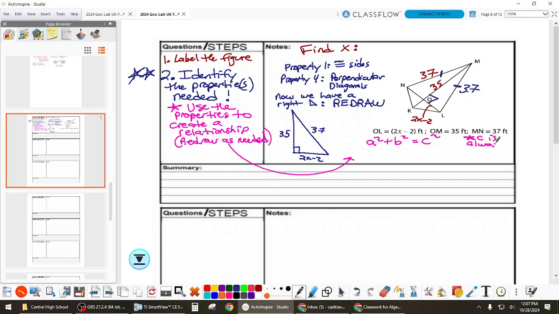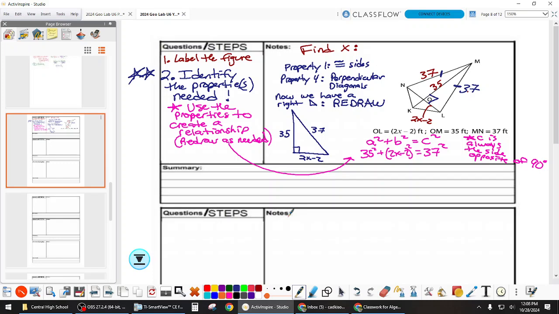C is always the side opposite of 90, which makes it the longest side. Okay? Here's what we have now. 35 squared plus parentheses around the 2x minus 2 squared, and then that equals 37 squared. Any questions on that?